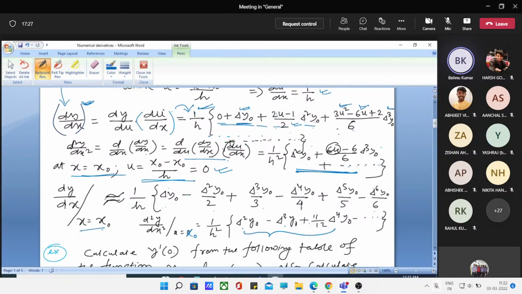First 2 terms are very simple, third term 11 by 12. So starting from the second difference, minus the third difference, plus 11 by 12 fourth difference, all outside 1 by h square. So the second derivative at the initial point, if 5 points are given to you, you can at least calculate. With 5 points, you can calculate up to the 4th difference. So using this formula, you can calculate the second derivative also.